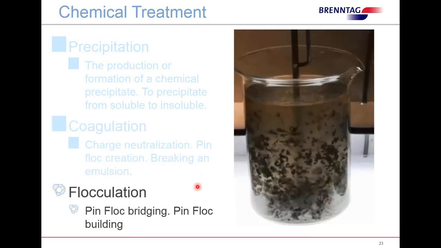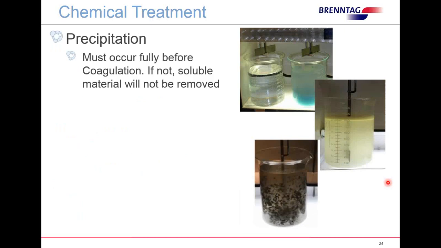And then the last step is known as flocculation, also called pin flock bridging or pin flock building. And here you'll see that we've created larger particle sizes. So this is the third step in the chemical treatment known as flocculation. Now these are really key things to understand.